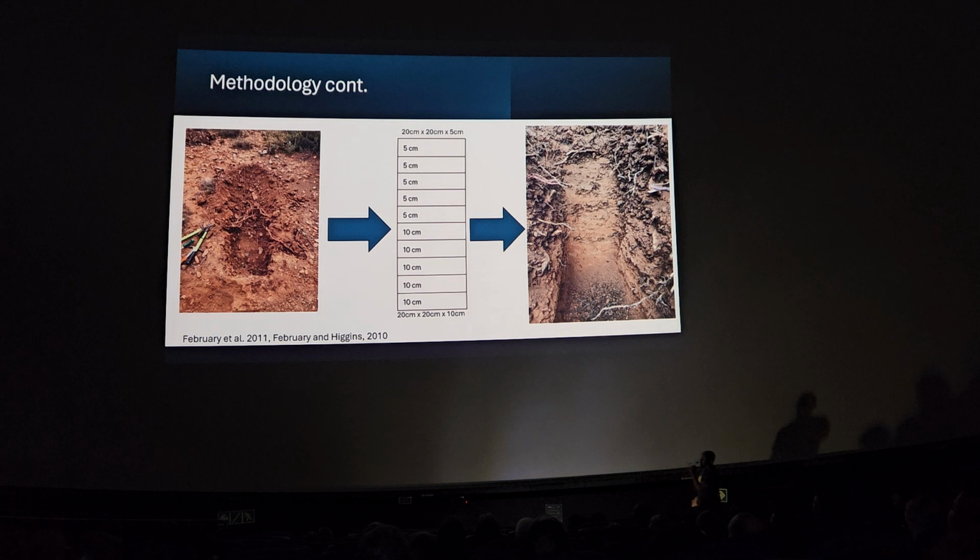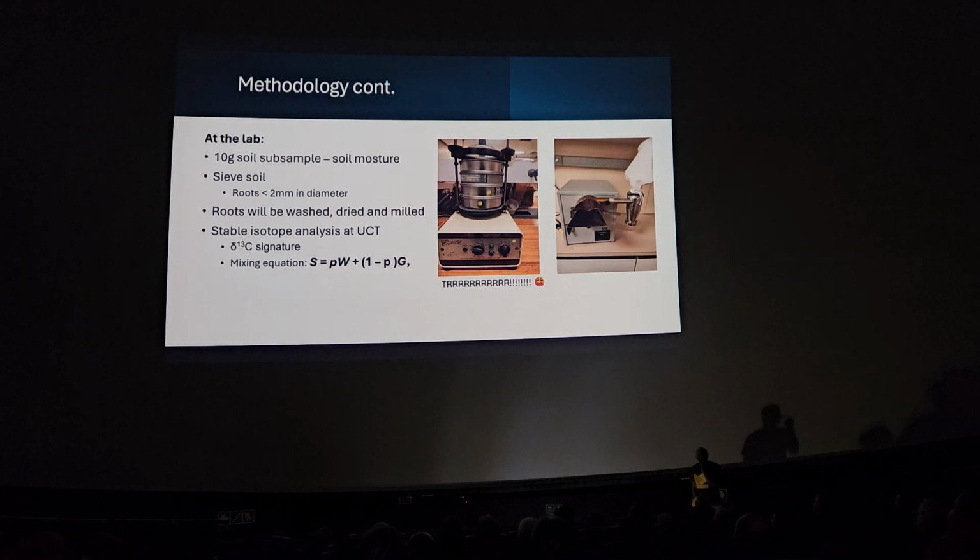Okay, and then once we have these pits, I had to go in and dig in 5 centimeter intervals for the first 25 centimeters. I collected the soil from that interval of 20 centimeters by 20 centimeters by 5, and then going down, we start at 10 centimeters up until we hit the hardpan. We were hitting the hardpan at about 45 centimeters at Hive. And then once I have the roots, I have to separate.